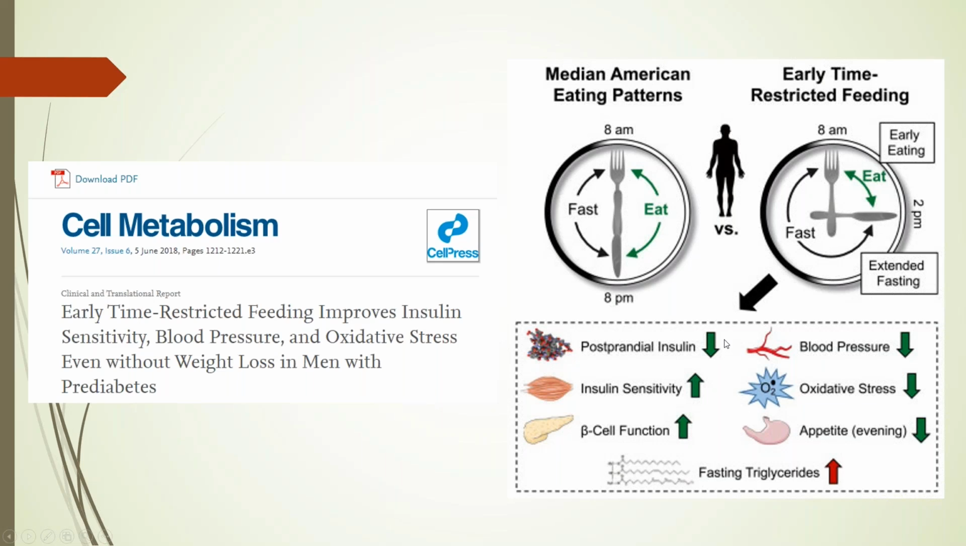And in both studies, what they found is that this time restricted feeding actually helps in reducing insulin, increases insulin sensitivity and beta cell function, and appetite goes down. Fasting triglycerides were up. We don't know exactly why they were up, but other parameters were down. The oxidative stress was down, blood pressure was down. So definitely time restricted feeding is a lifestyle modification which has a very positive effect on metabolic syndrome.